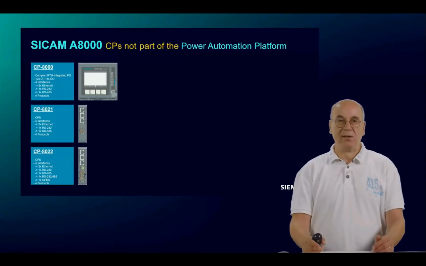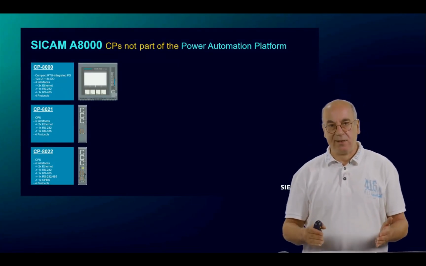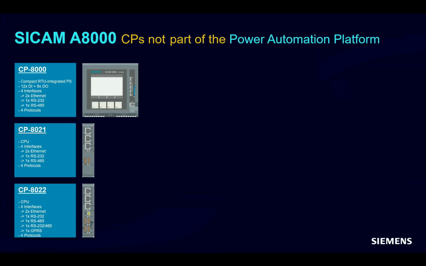Common to all small SICAM RTUs is that they are using the same operating system. It's not Linux, which is the reason why they are not part of the SICAM 8 platform. And not only the same operating system, they're using the same firmware and the same applications can be installed. All of them are providing 4 communication interfaces, 2 Ethernet-based and 2 serial interfaces, one RS-232 and one RS-485 interface. The CP8022 has an additional GPRS interface and 1 additional serial interface, which can be configured either as RS-232 or as RS-485 interface.